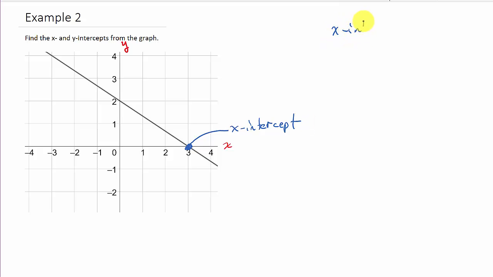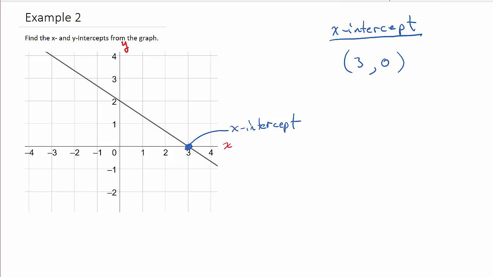So the x-intercept, well, it's this point here. What's the coordinates of this point? Well, the x value is 3. We didn't move up or down, so the y value is 0.